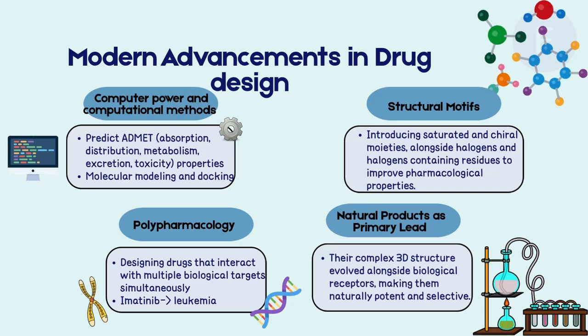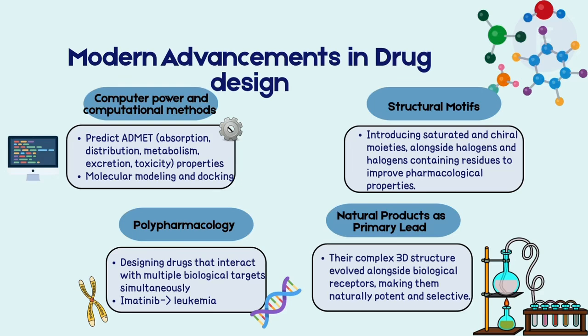As highlighted in the article by Nicolaou, modern advancements have heavily influenced this pipeline. For example, computational methods now allow us to predict a drug's ADMET properties, which are absorption, distribution, metabolism, excretion, and toxicity, before synthesis. Another major advancement is polypharmacology, where drugs are intentionally designed to interact with multiple biological targets simultaneously. An excellent example of this is the breakthrough cancer drug imatinib, or Gleevec, which targets multiple kinases to effectively treat leukemia.